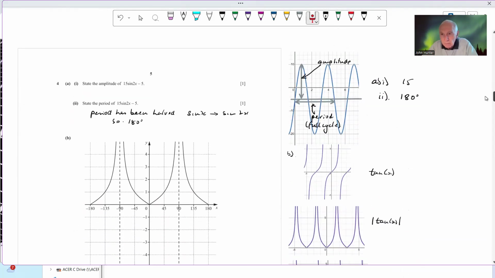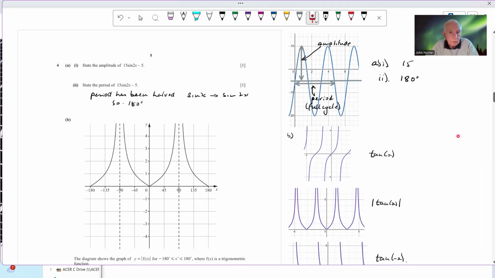Right, this one is basically on transformations of graphs, essentially. State the amplitude of 15 sine 2x minus 5. Okay, well, I've drawn that one on here. And what do we mean by the amplitude? Well, basically, it's the distance from the mean line up to the top, and we've got to do the period as well. Well, the period is the full cycle of a sine wave, cosine curve, or any other repeating form.